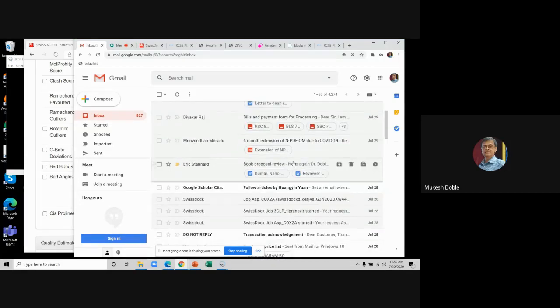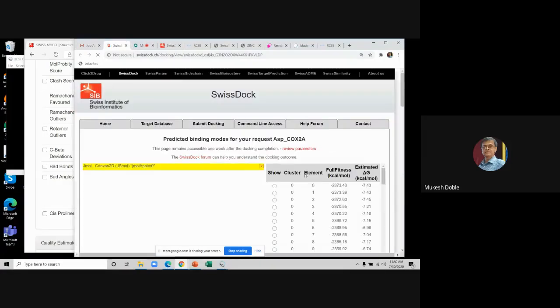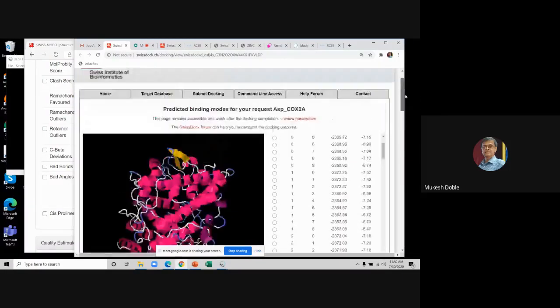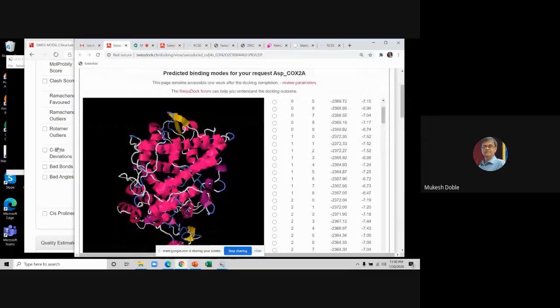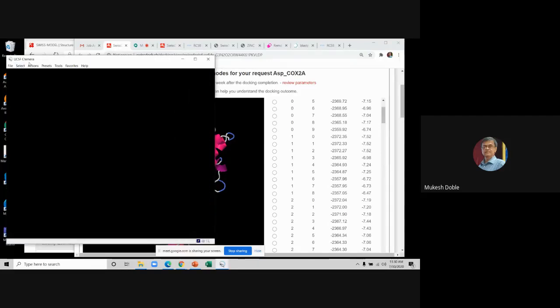I have already done the results, so we can see the aspirin COX-2 results are here anyway. This is how the results will come. To view the protein, we need a viewer called UCSF Chimera. This is also a free software. We need that software to view the protein.